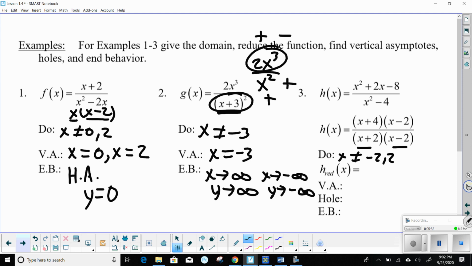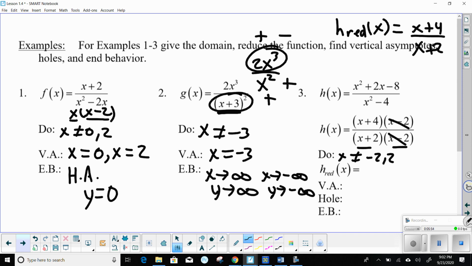So if I want to reduce this, I've got an x minus 2 and an x minus 2. So I'm going to rewrite that up here. My new reduced form is equal to x plus 4 over x plus 2. Okay, so now go down for a vertical asymptote or a hole. This is how we decide.